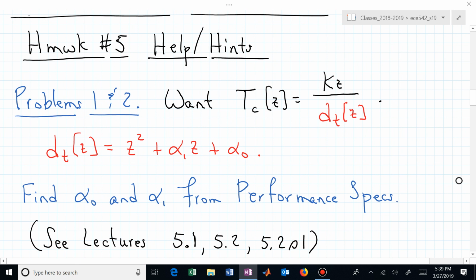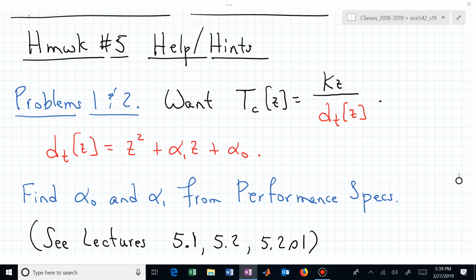Let's get started with hints and help for homework number 5. Relative to problems 1 and 2, you are essentially given performance specifications or particular properties that you want your closed loop system to achieve. In that particular case, what you're really looking for is what the denominator polynomial should look like. Essentially, what are alpha sub 0, the constant, and the linear term in this second order polynomial, or this quadratic polynomial?